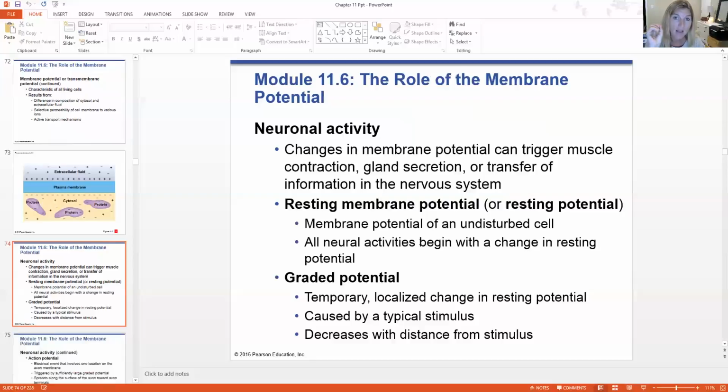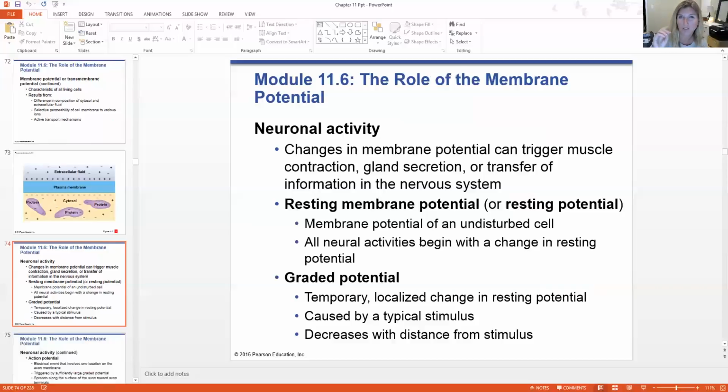All neural activities begin with a change in that membrane potential. Something happens that causes a change in ion concentrations across that membrane. We create what's called a graded potential. A graded potential is temporary, localized, and it may or may not cause an action potential. If that graded potential is big enough to hit what we call the threshold, it will then cause an action potential. But if it's not big enough, then it will just kind of go away.